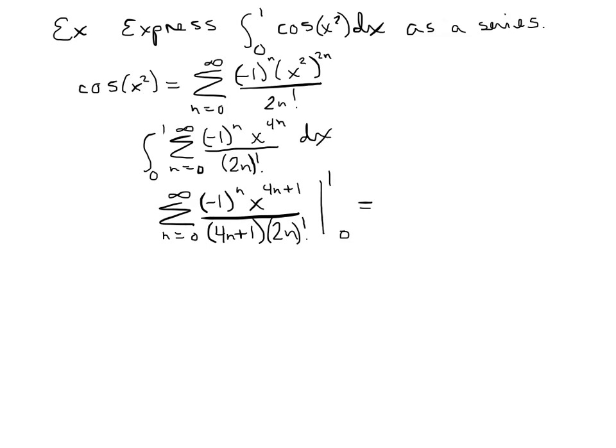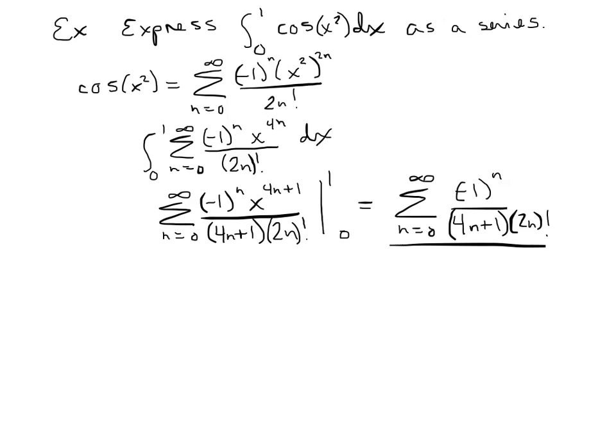So if we plug in 1, 1 to anything is 1. So I'd end up with the sum from n equals 0 to infinity of (-1)^n, all over (4n + 1) times (2n) factorial. And if I plug in 0, I get 0, so I would just subtract 0. So there's my answer. There's how I could express that integral as a series.